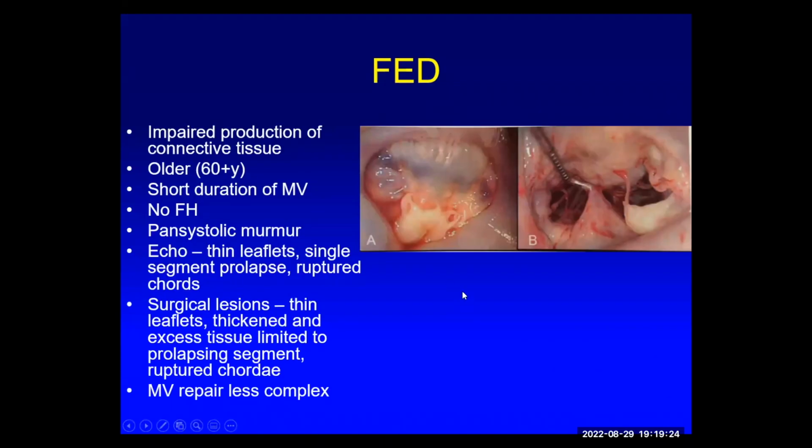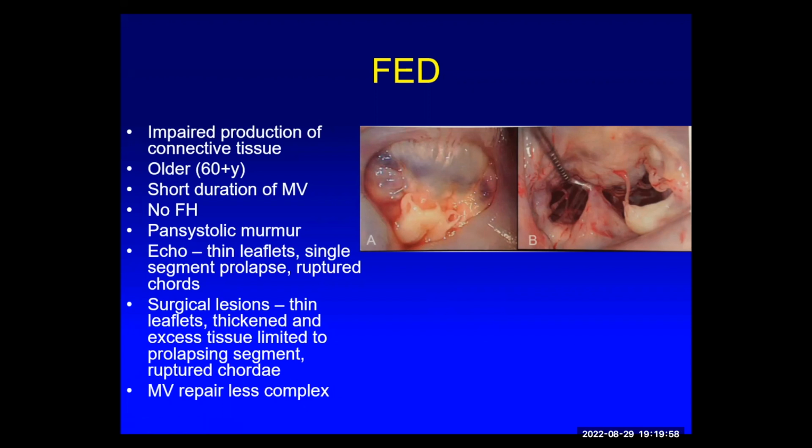When I was describing the degrees of degenerative disease, we talked about fibroelastic deficiency. That's the first stage, the disease of connective tissue in relatively older people. You can see it's more about people above 60 years of age. Again, we have seen it in younger ones, but it happens more often in older people. It has a short duration of disease. There's usually no family history. Again, you have the pansystolic murmur. And when you see the echo scan, most of the leaflets are actually thin.